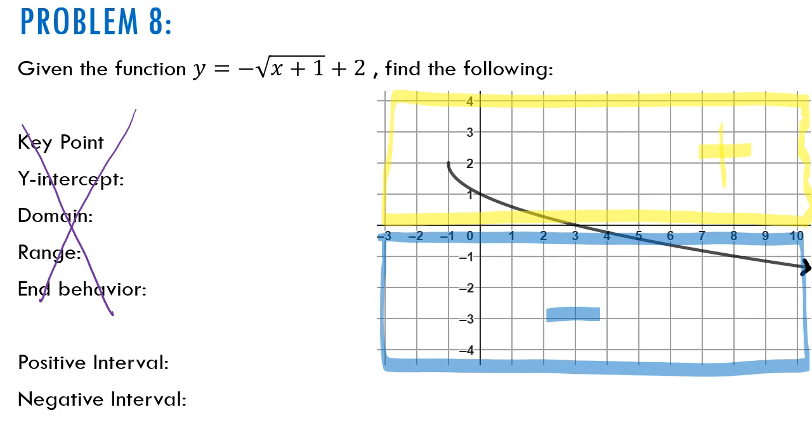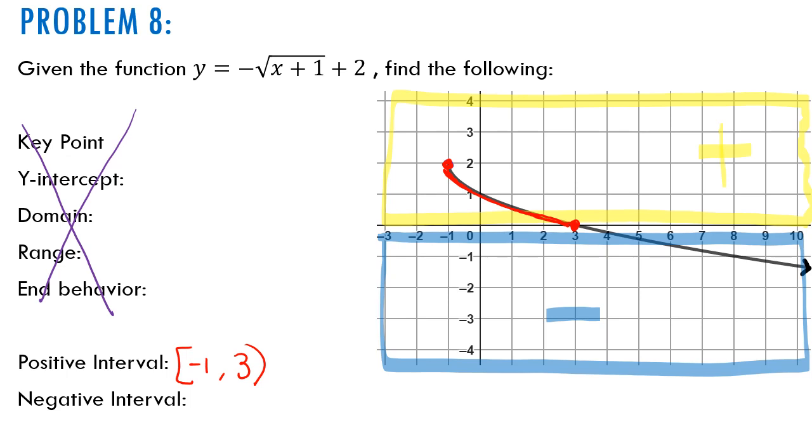So the section of the graph that's above the x-axis is from here all the way to 3, because 3 is where it hits the x-axis. So everything above, so this entire section here, is the positive interval. So it starts at -1, and it ends at 3. Once again, since the 3 is on the x-axis, it gets the parentheses because it's neutral.